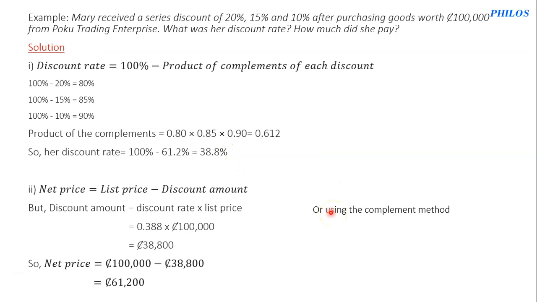Now to use the complement method, what's the formula for net price? The formula for net price is complement rate times list price, isn't it? In this case, we know the complement rate. The 0.612 is the complement rate. This is the discount rate, and this is the complement rate. This is the complement we are going to use in this particular one. So we substitute that there, and then we have 0.612 times the list price, which is 100,000 cedis. So take 0.612 times 100,000. You will get 61,200 cedis. So you see that you get the same answer using the complement method and the discount method.